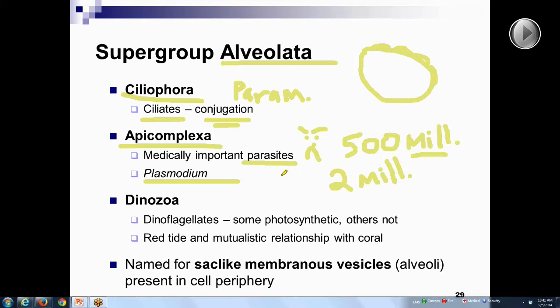So when we get some type of a medicine that treats the malaria, then it doesn't work anymore. So that's a big concern in the future. Anyway, guys, moving past the apicomplexans, we have dinozoa.